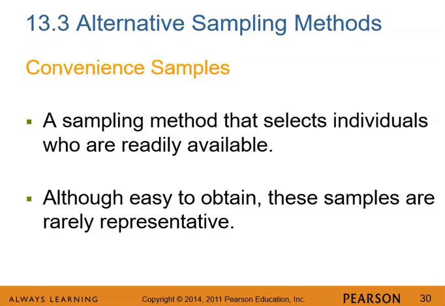We also have convenience sampling. It's a sampling method that selects individuals who are ready and available. Although easy to obtain, these samples are rarely representative because we did not randomly select people. Just by chance, whoever was available and ready to provide the information that we are seeking, those are the ones that are answering. So that's not a good type of sample.